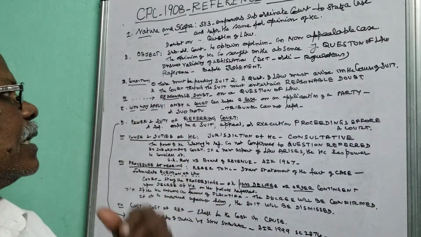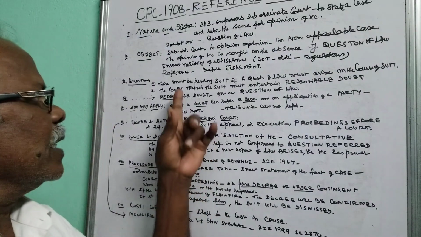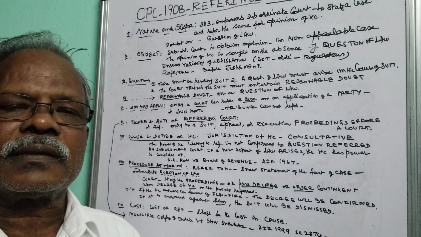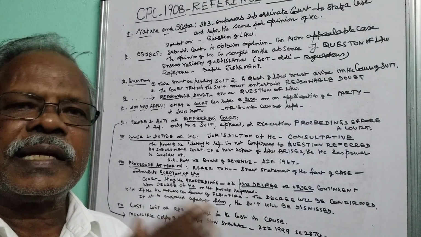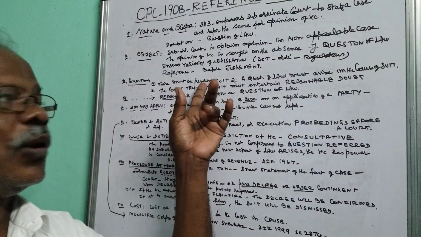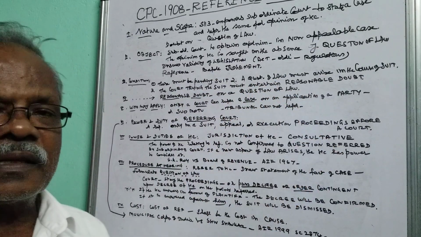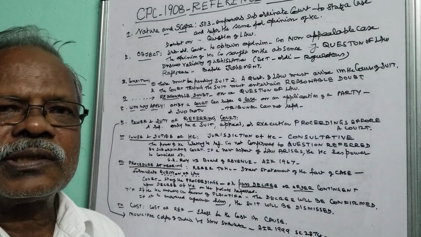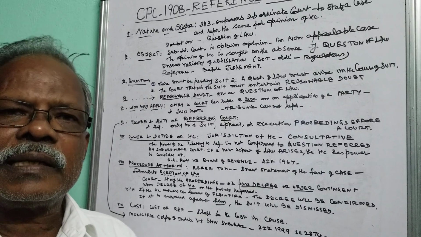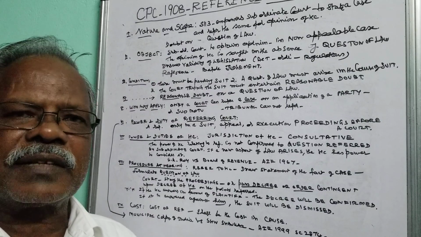Next we will see under what conditions the reference can be made. First, there must be a pending suit. The suit is not decided, or the decree is not passed. That means the suit is pending in the lower court. A question of law must arise in the particular case or suit. So there should be a question of law, and that requires a decision. Such is the condition of the suit.